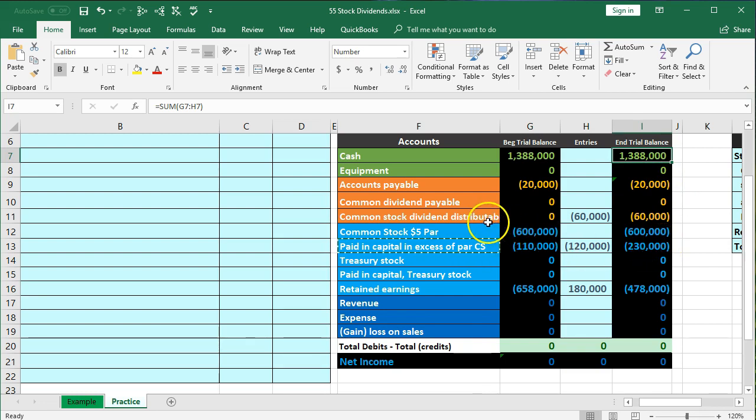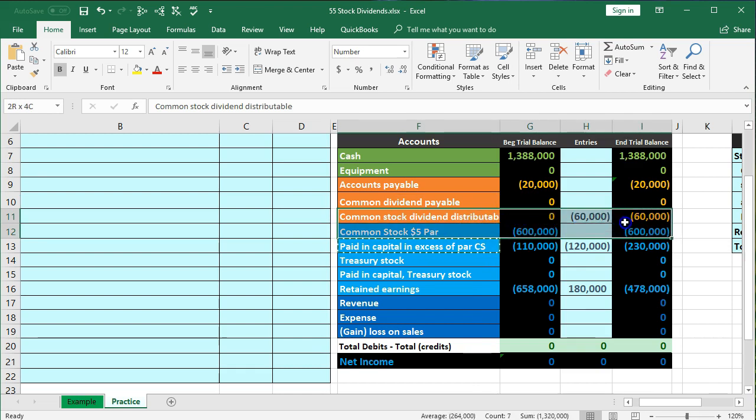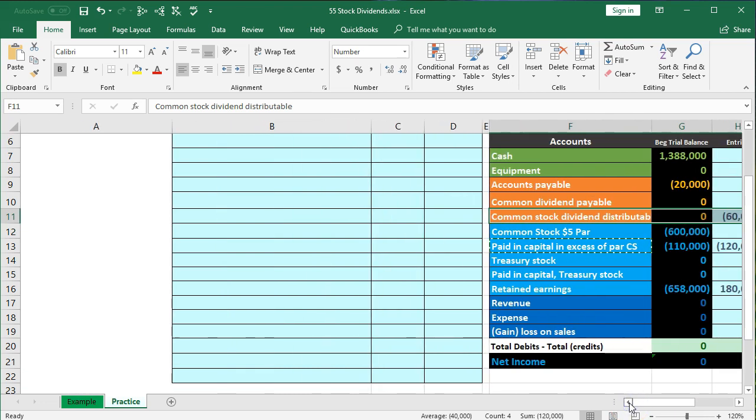So at some future point in time, of course, we're going to distribute the stock that we promised to distribute. So we're going to record that side of it now. We're going to say, okay, now we're going to distribute the stock.